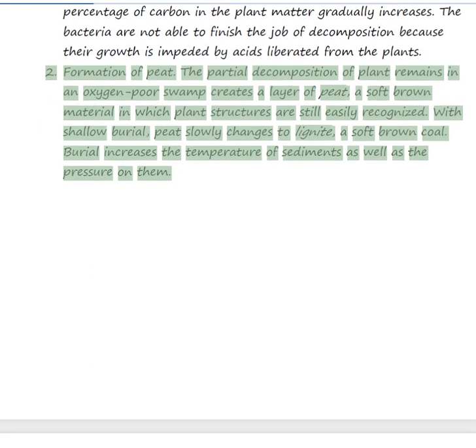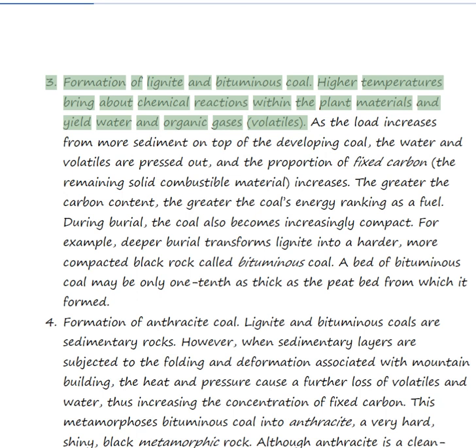2. Formation of peat. The partial decomposition of plant remains in an oxygen-poor swamp creates a layer of peat, a soft brown material in which plant structures are still easily recognized. With shallow burial, peat slowly changes to lignite, a soft brown coal. Burial increases the temperature of sediments as well as the pressure on them. 3. Formation of lignite and bituminous coal.